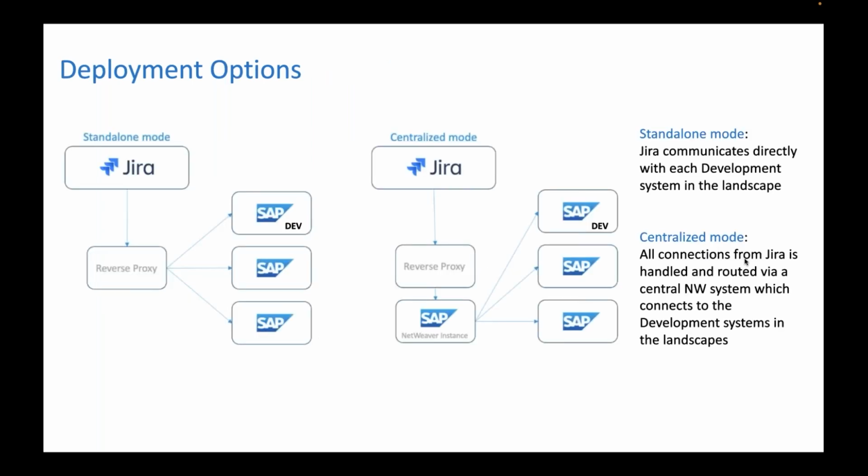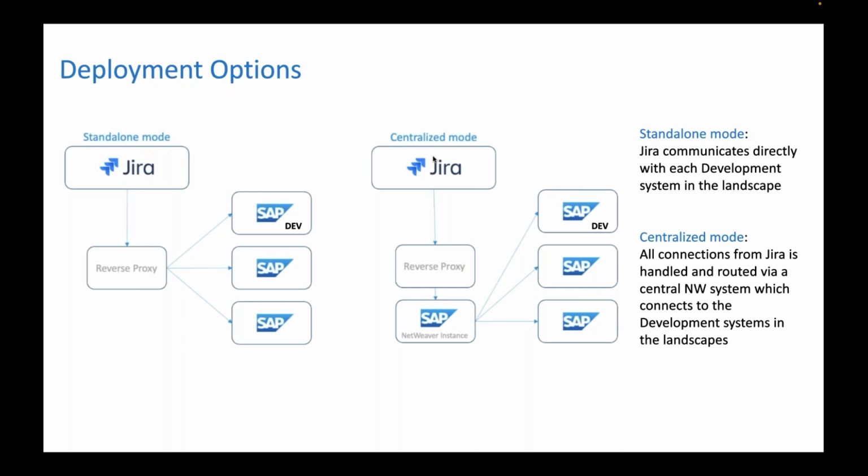And as a deployment option, we provide mainly 2 options. This is applicable for Jira, ServiceNow, and also for Azure DevOps. The first one is a standalone mode, in which Jira will be continuously communicating directly with the development system in the landscape. For example, if you have ECC, S4HANA, BW, multiple landscapes in the environment, Jira will be directly communicating with each of the development environments. This is a standalone mode.